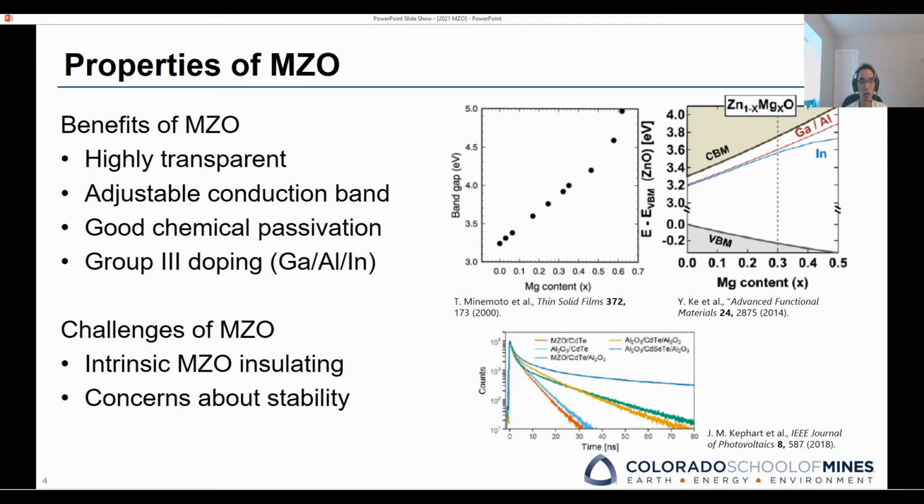There are a couple challenges using MZO. MZO is fairly insulating, so it will not benefit group 5 doped cattail absorbers. It also has concerns about stability that we have resolved using the reactive co-sputtering method.